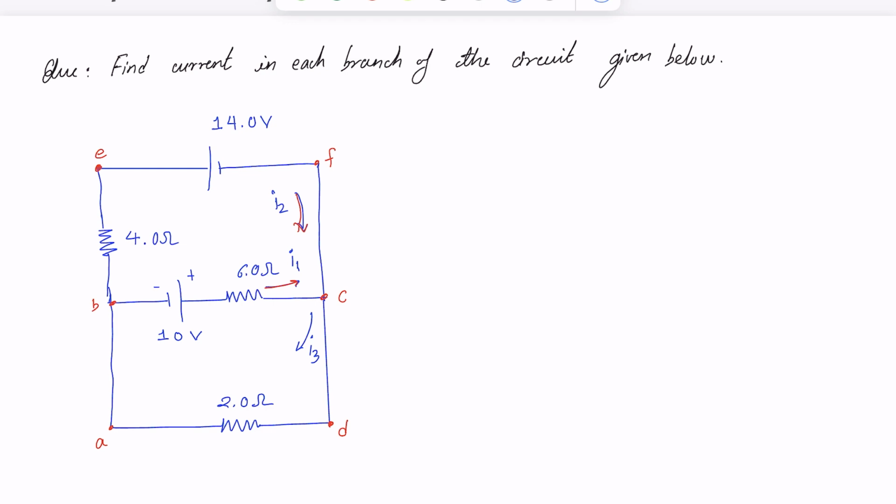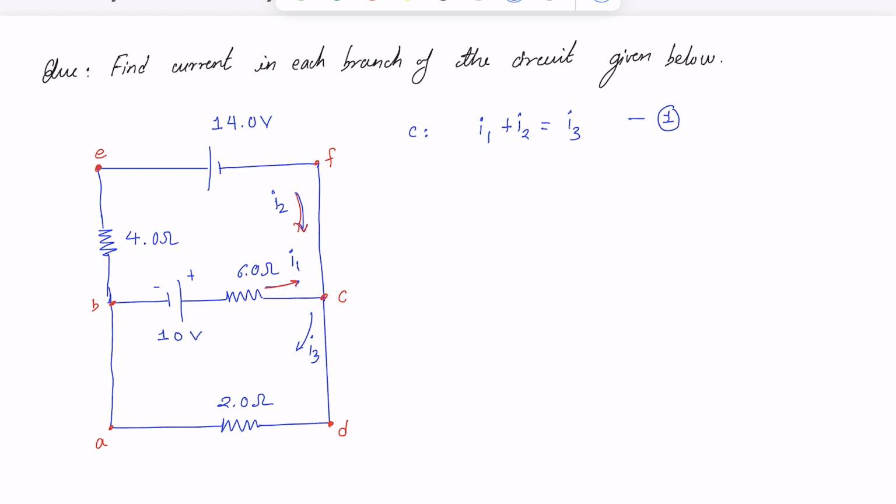At point C, the step 2 would be to write down Kirchhoff's first law, and that is at point C we will have current coming in equal to current going out. That means we have I1 plus I2 equals I3. Let's call this equation 1.